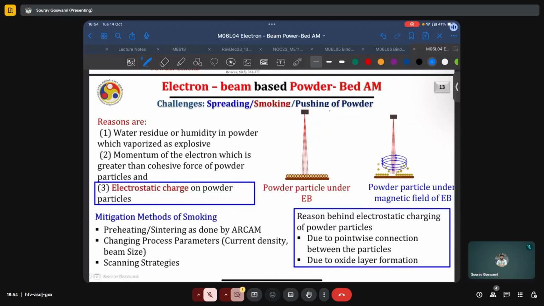It may also happen because the momentum of the incident or incoming electron particles is greater than the cohesive force of powder particles which holds them together. But most importantly, it is because of the electrostatic charge buildup on the powder particles in the powder bed layer. The reason behind this electrostatic charge buildup is the pointwise or non-conformal connection between the particles, and second, the formation of oxide layers, which is very common for powder particles because of their high specific surface area.